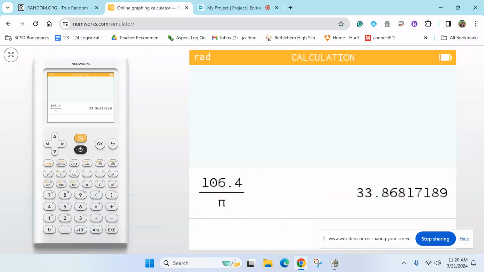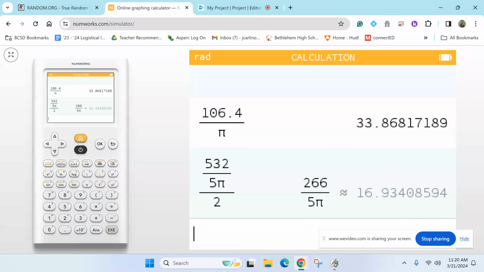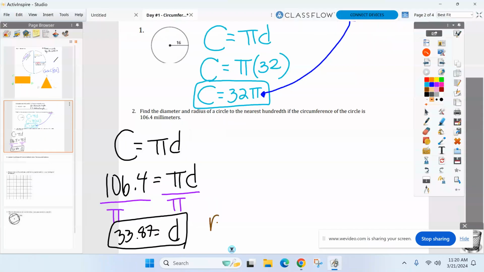All right, that's going to get us the most exact answer. So take your unrounded answer, divide it by 2 to get your radius. 16.93. Or if you have radius and you need diameter, multiply the unrounded answer by 2. All right, we good?